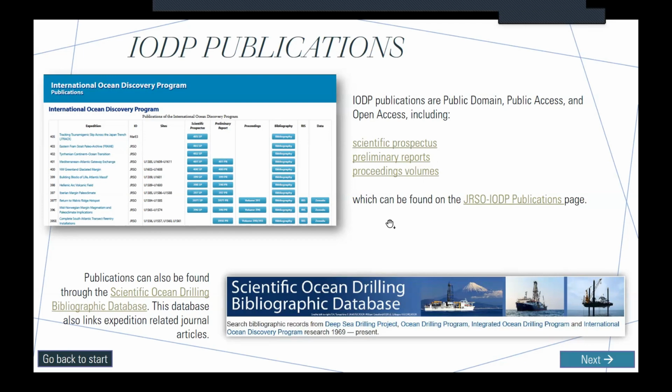Another really great website, and I'm pretty sure this is run by AGI, is the Scientific Ocean Drilling Bibliographic Database. And within there, all you need to do is type site U1417, and it will pull up not only all of the reports that come from the ship, but it will pull up any papers, abstracts, theses that are associated with that as well. So when you're really trying to learn more about it, that's a great resource to start with.